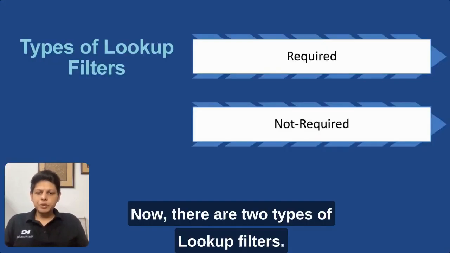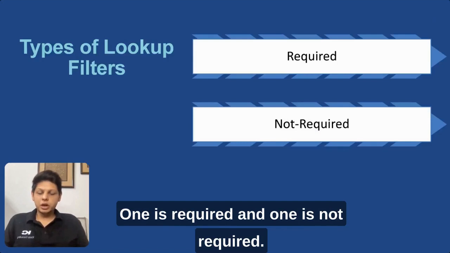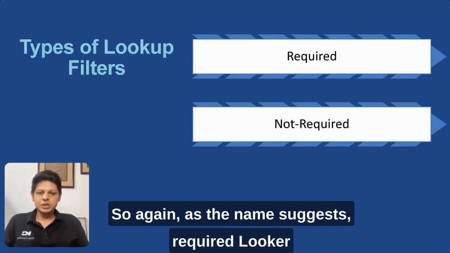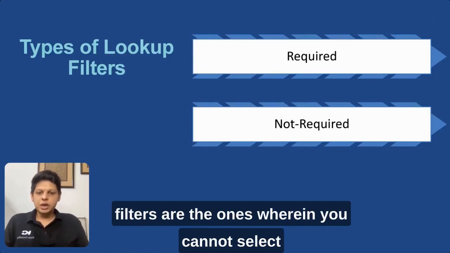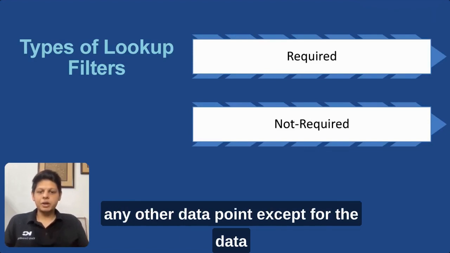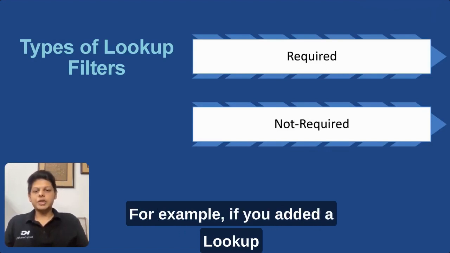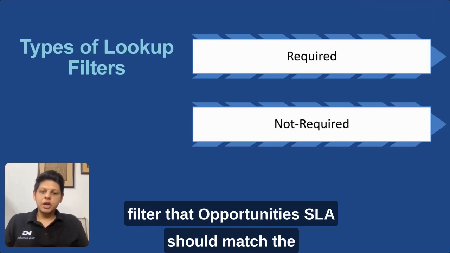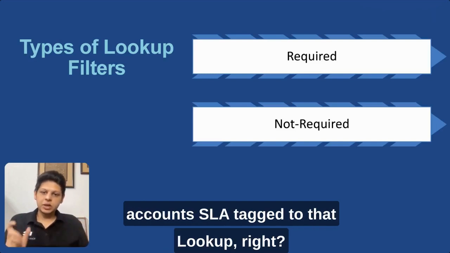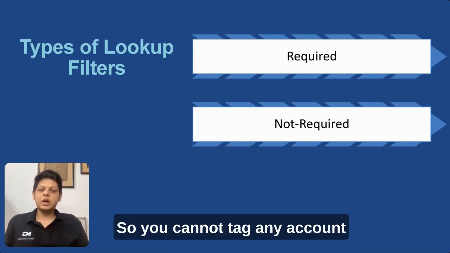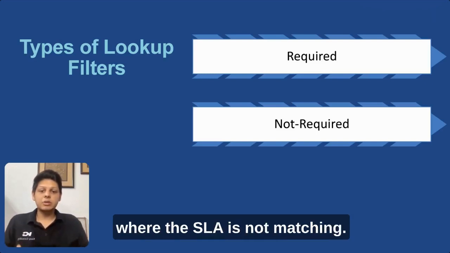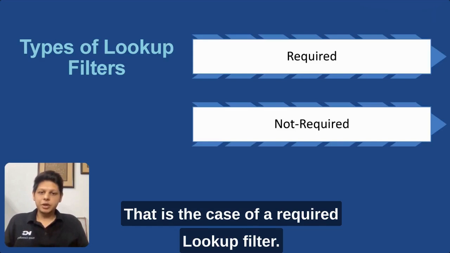Now, there are two types of lookup filters. One is required and one is not required. So again, as the name suggests, required lookup filters are the ones wherein you cannot select any other data point except for the data validated and matching by the lookup filter. For example, if you added a lookup filter that the opportunity's SLA should match the account's SLA tagged to that lookup, right? So you cannot tag any account where the SLA is not matching. That is the case of a required lookup filter.